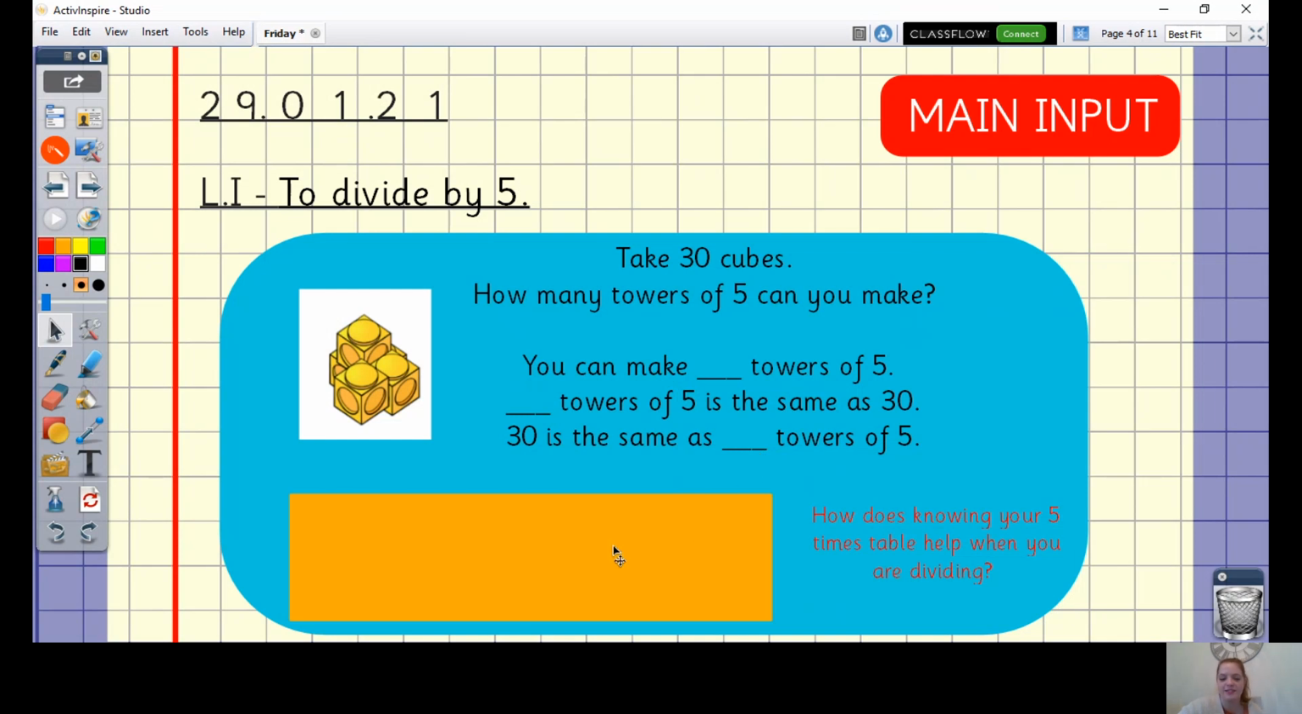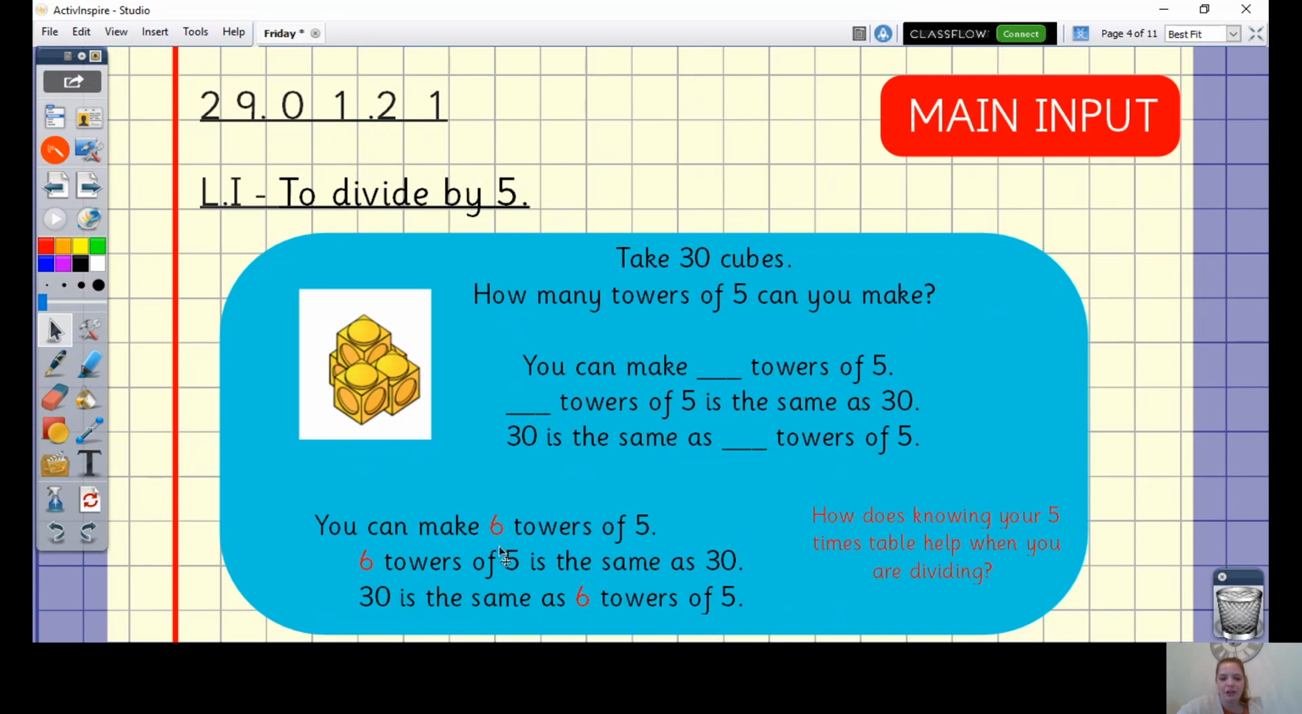Okay, so let's look at those sentences together then. You can make 6 towers of 5. 6 towers of 5 is the same as 30. 30 is the same as 6 towers of 5. So if we were to count in 5s up to 30, count with me. 5, 10, 15, 20, 25, 30. Okay, I can see my 6 groups of 5 there.